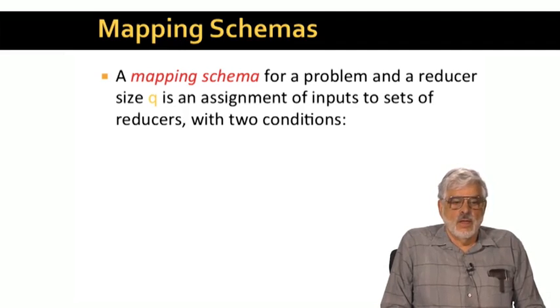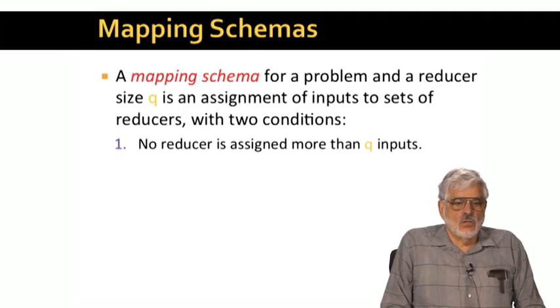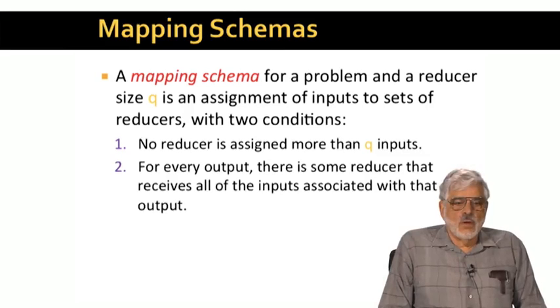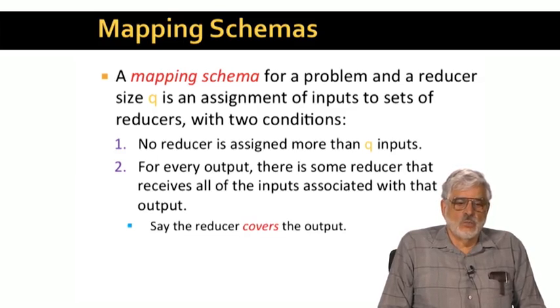reducers. There are two conditions this assignment must obey in order for the mapping schema to be considered as solving the problem with this reducer size. First, of course, we can't assign more than q inputs to any one reducer. But in order for there to be any way of computing the outputs correctly using this mapping schema, there is another condition that must be satisfied. For each output, there is at least one reducer that is capable of computing the output. In order to compute an output, the reducer must have as inputs all the inputs on which that output depends. When a reducer gets all the inputs an output needs, we'll say the reducer covers that output.